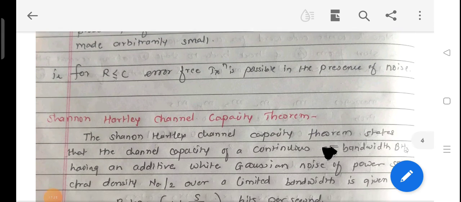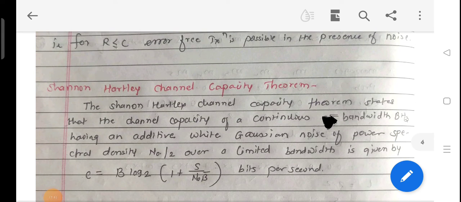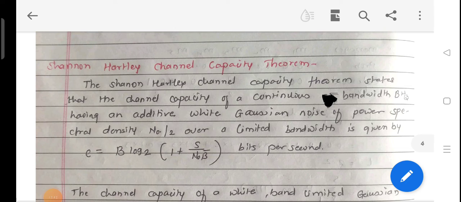Then the second theorem in the syllabus is the Shannon Hartley channel capacity theorem. This theorem states the channel capacity of a continuous channel of bandwidth B Hz having additive white Gaussian noise of power spectral density n0 by 2 over a limited bandwidth. It is given by the equation C equals B log to the base 2 of (1 plus S upon n0 B). The units are bits per second.